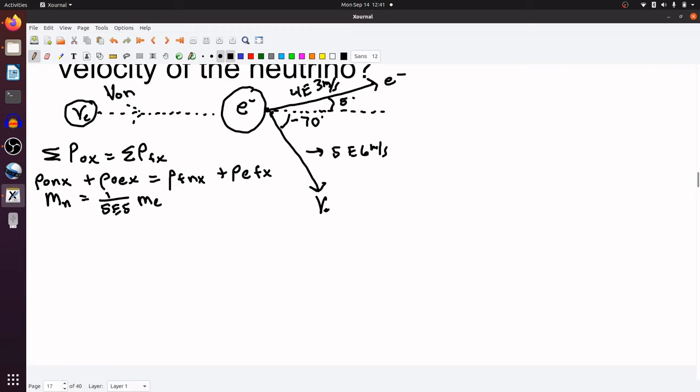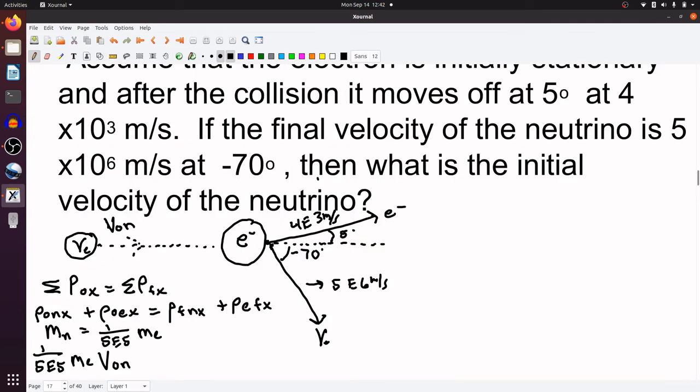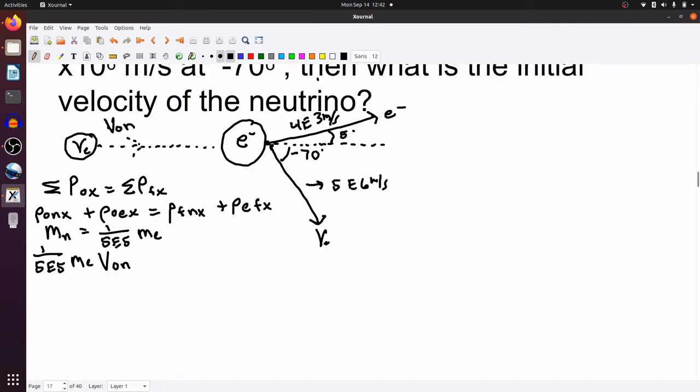That will make it easier, I promise. So that's what we're going to start with. I take the mass of my neutrino, which is 1/5e5 m_e, times the initial velocity in the x direction, or the horizontal direction, of my neutrino. I'm just going to put v_0n, because I know that it's only in the x direction, since I defined it earlier as traveling along the x-axis. Okay, that makes it a little bit easier.